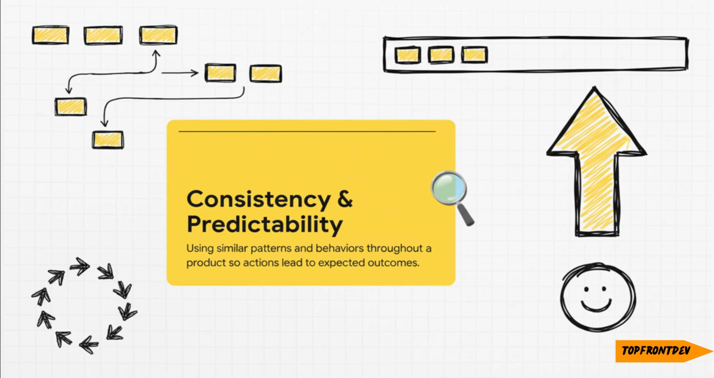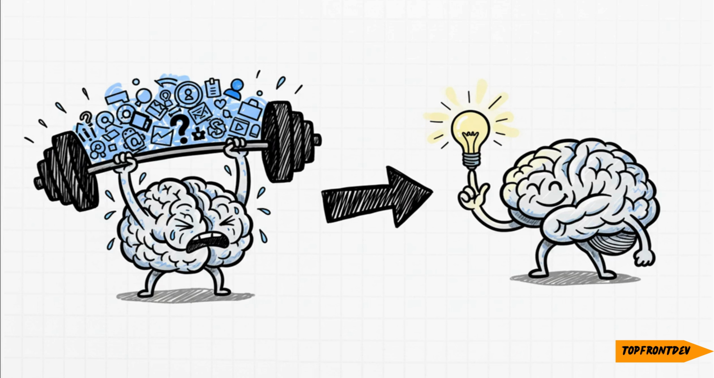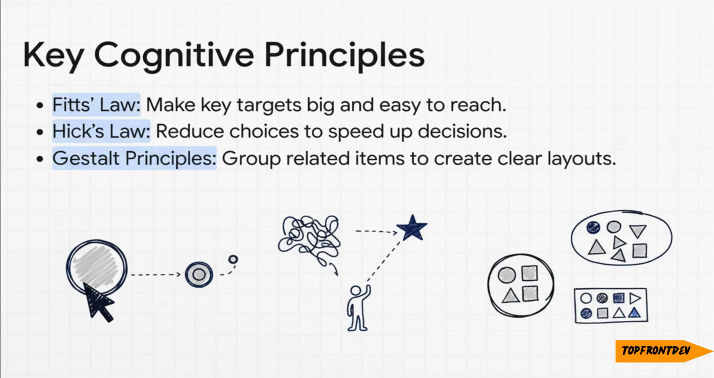Now, this is where things get really interesting, because we get into a little bit of psychology. The absolute best designs feel effortless, right? That's because they're designed to reduce your cognitive load. That's just a fancy way of saying they make you think less. They work with how our brains are already wired. So how do they do that? Well, they use a few well-known principles. Think of these as cheat codes for making things easy to use.